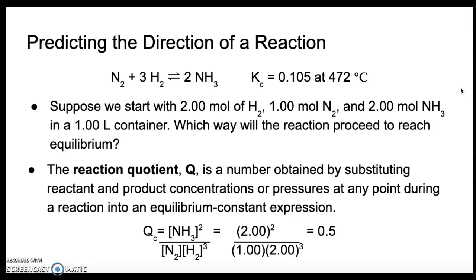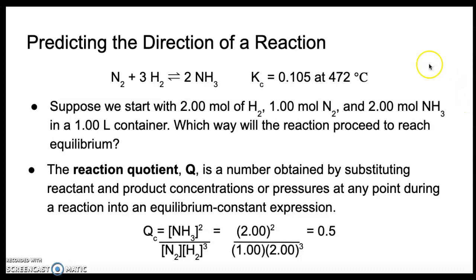Now, in the question, you'll see that we're given moles and a volume, and so we need to convert that into molarity. So we want to take moles per liter. So 2 moles divided by 1 liter is still 2 molar, and so on. And so we plug in our values for concentration into our expression, and we can see that Q has a value of 0.5.